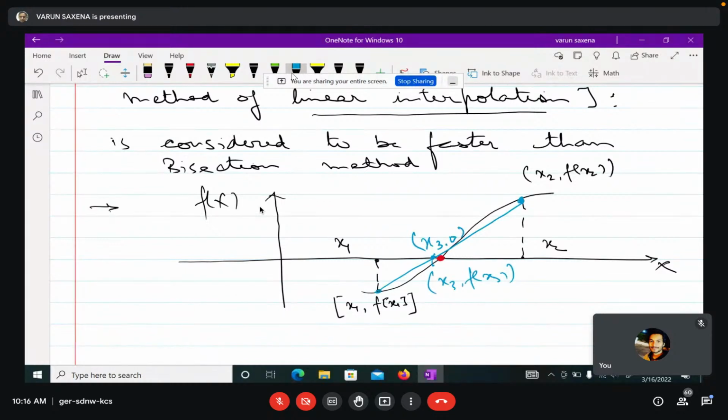And then you again do f(x1) into f(x3). If it's less than 0, then the root lies between them. Otherwise, the root lies between x3 and x2. And then you proceed the same way. So let's see how we find this x3. That's important.